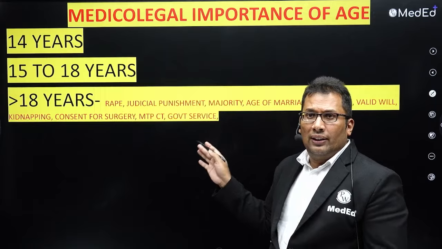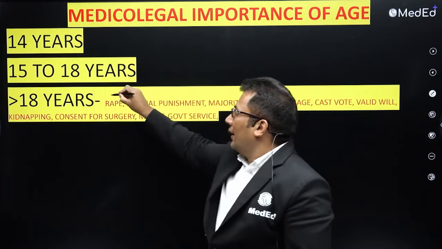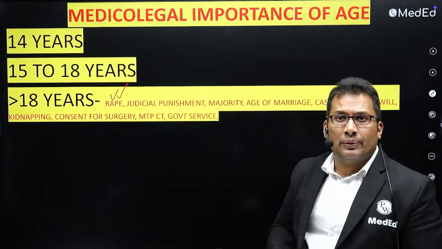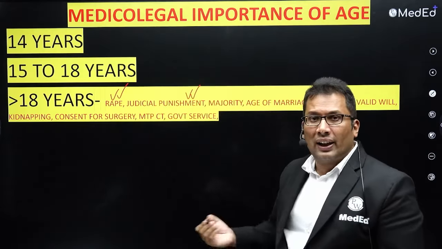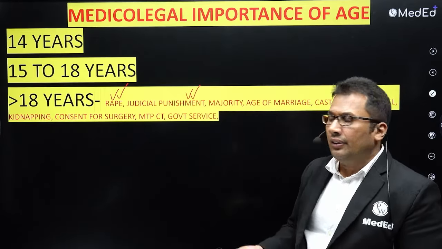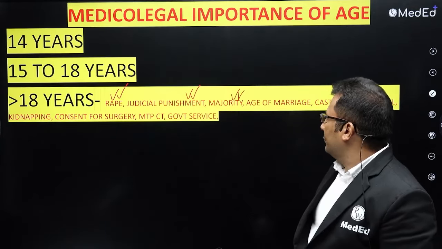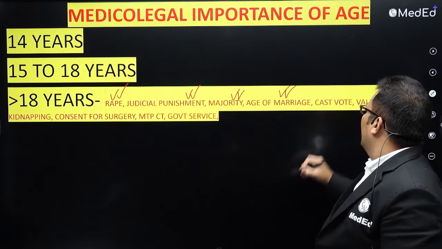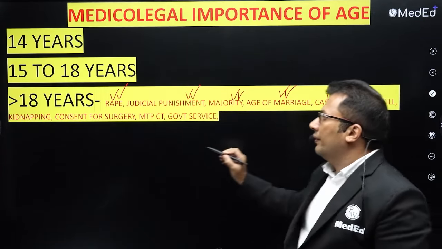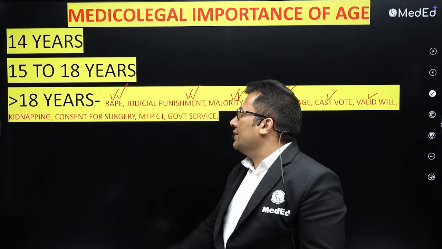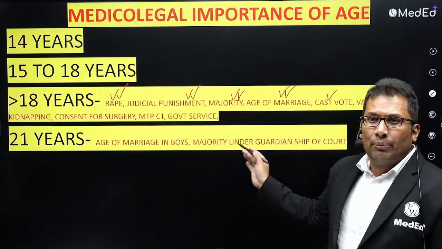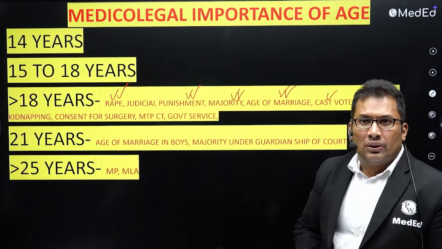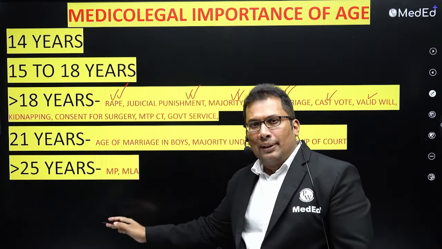There are many medico legal importance: rape, statutory rape when consent is the question, judicial punishment, juvenile, male or female less than 18 is juvenile, majority, age of marriage in girls, valid will, kidnapping, consent for surgery, MTP Act, and to join government service. 21 years age of marriage in boys, majority under guardianship of court. 25 they can ask you sometimes.